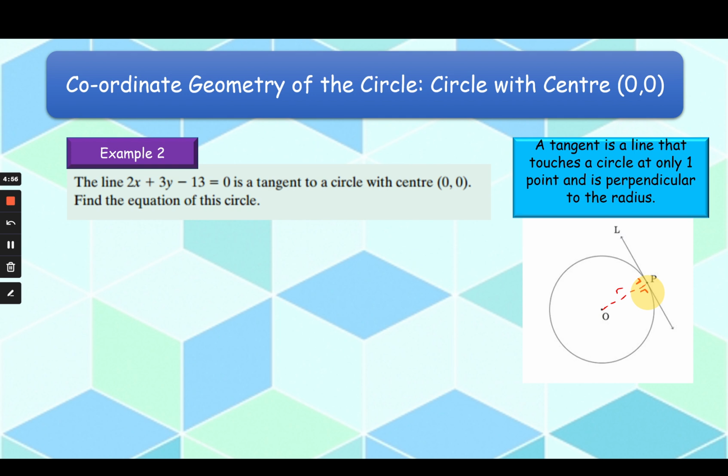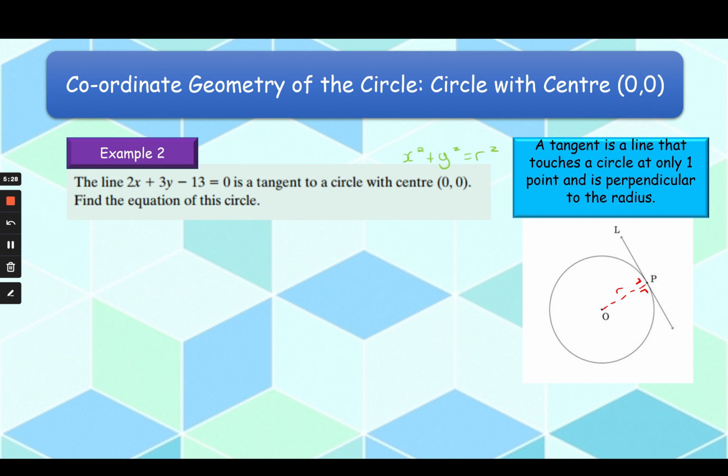So example 2 says the line 2x plus 3y minus 13 equals 0 is a tangent to the circle with centre 0, 0. So as soon as I see that the centre of the circle is 0, 0, I know I'm using the formula x squared plus y squared is equal to r squared. Okay? Then it tells me find the equation of this circle. So I know my formula. I have my x squared plus y squared is equal to r squared.